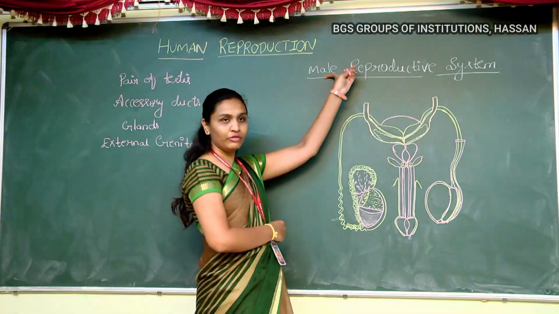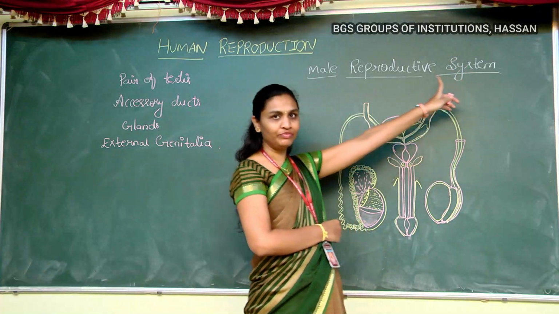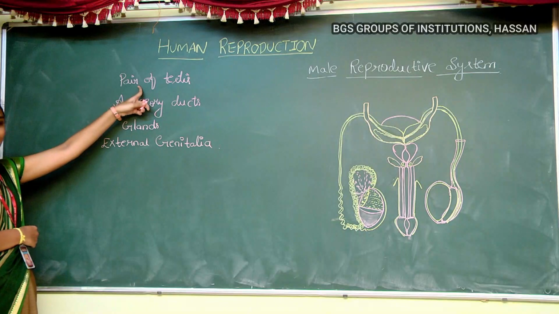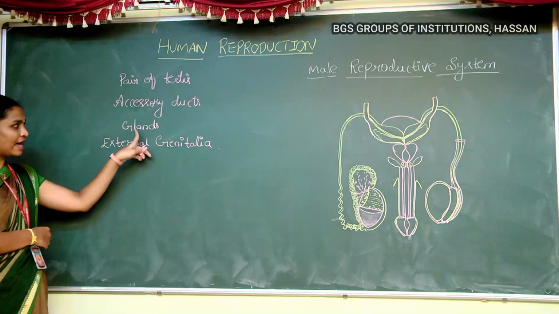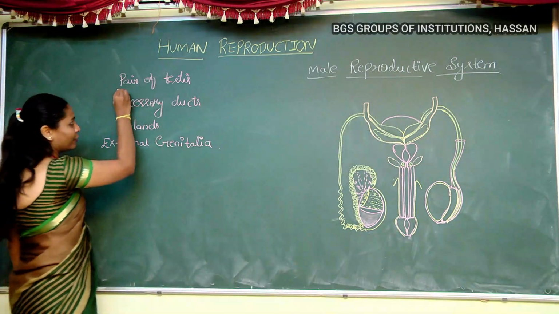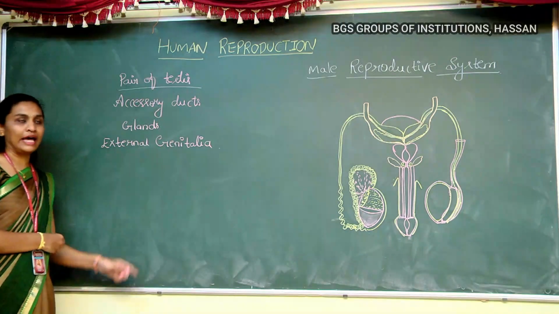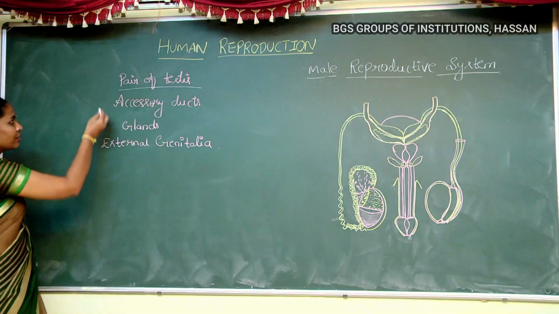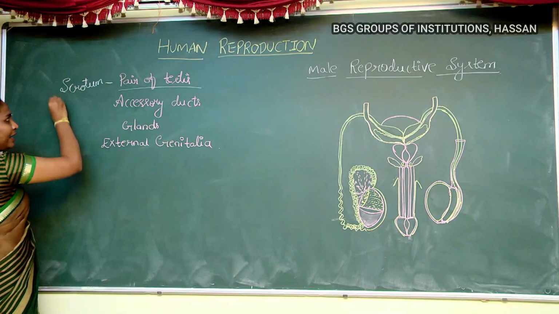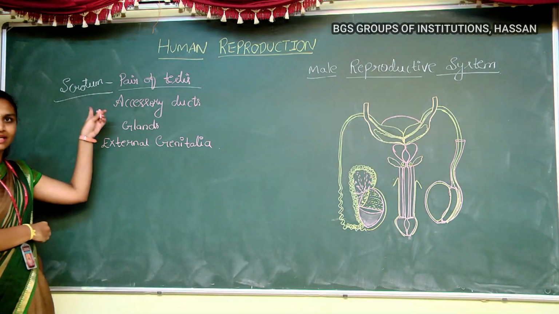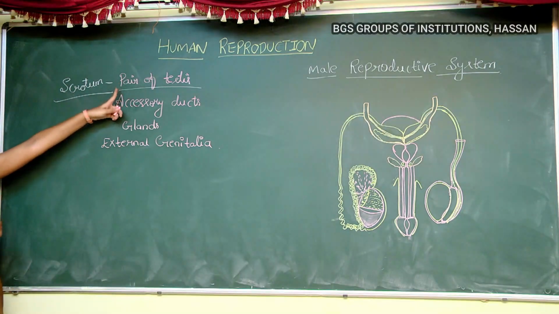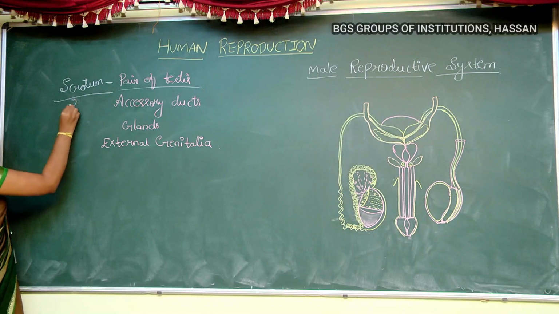Let us start with male reproductive system. Human male reproductive system contains a pair of testes, accessory ducts, accessory glands, and external genitalia. See a pair of testes. I already explained the anatomy of testes. Testes located in a pouch called scrotum. Scrotum maintains the low temperature of the testes required for spermatogenesis, and testes contains 250 compartments.